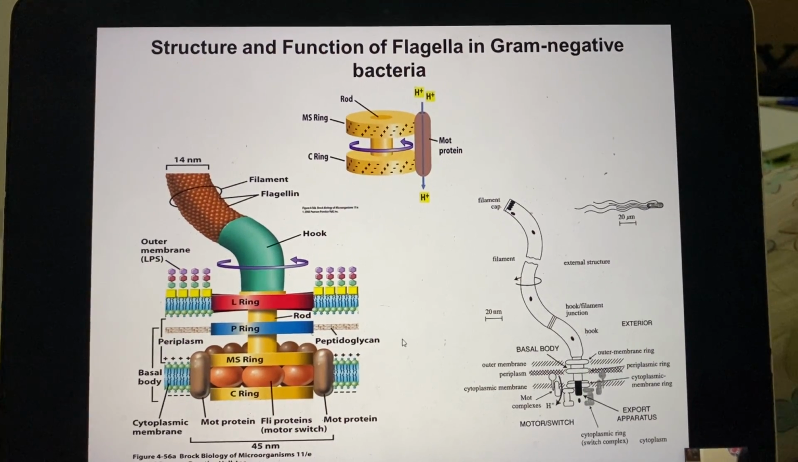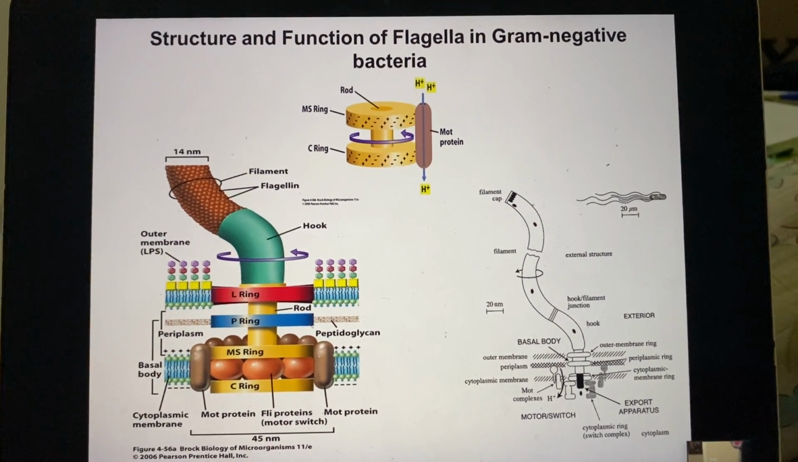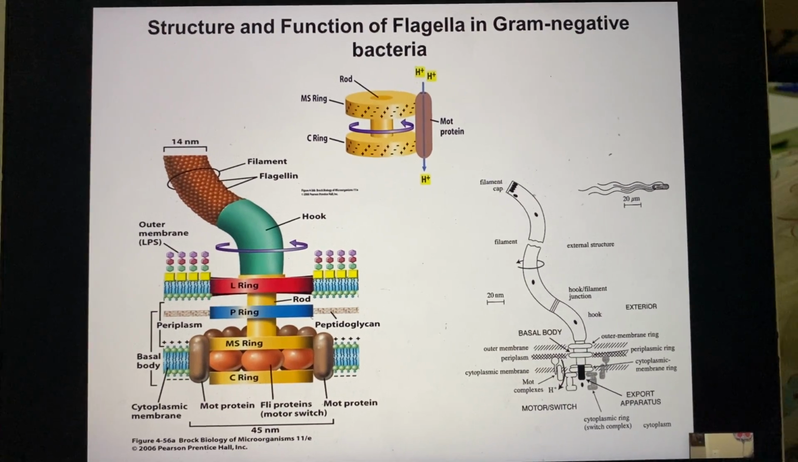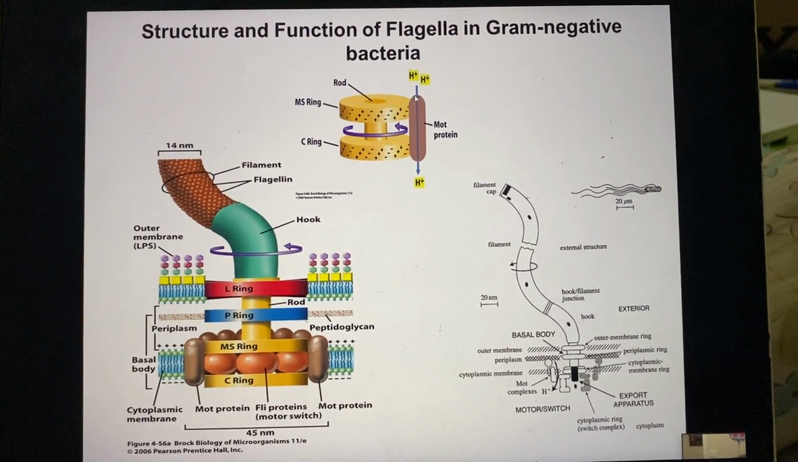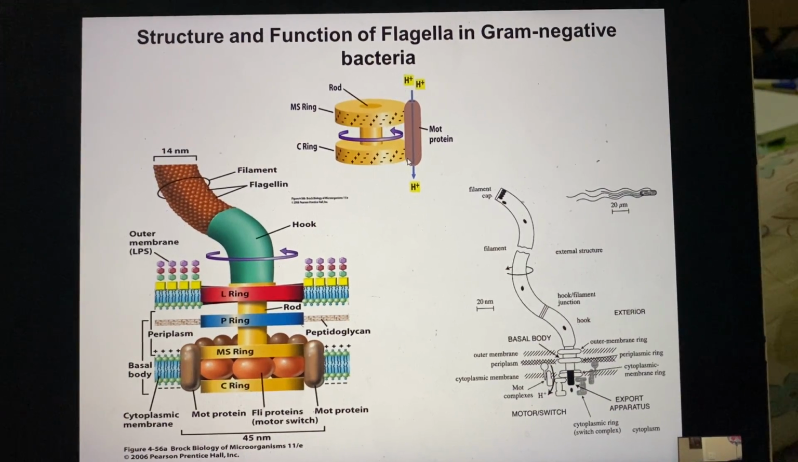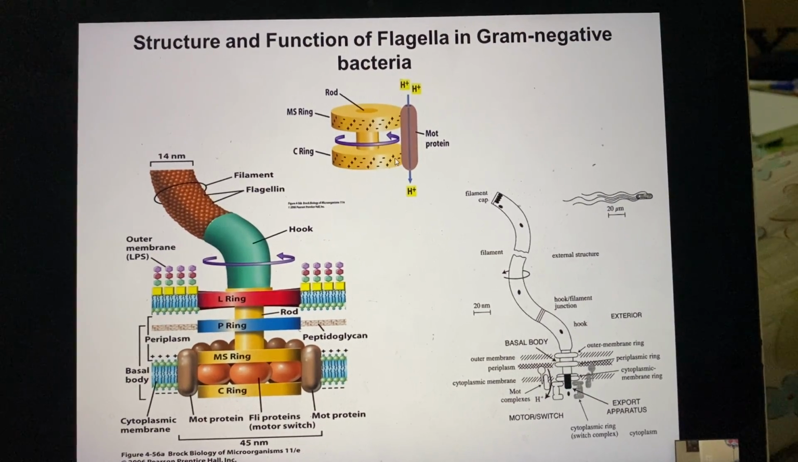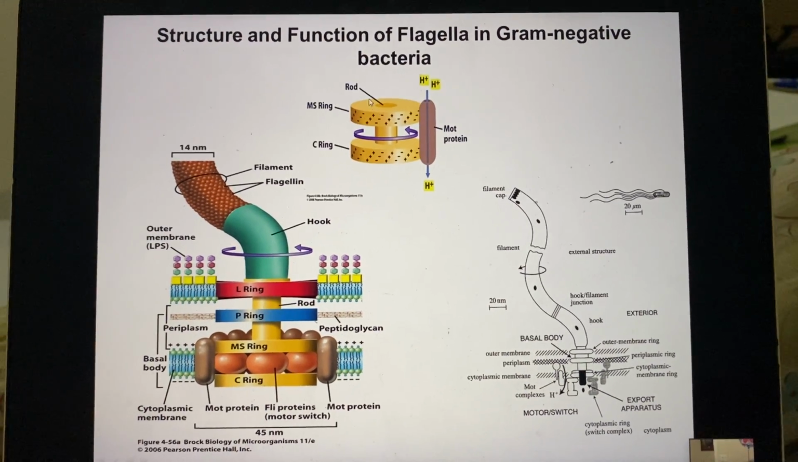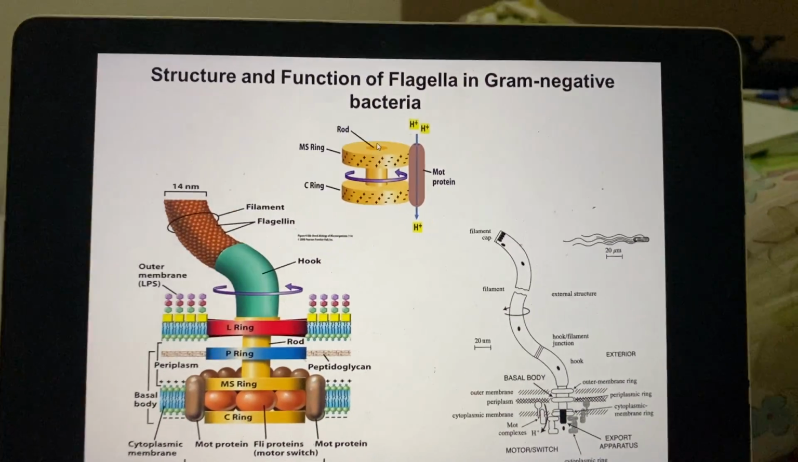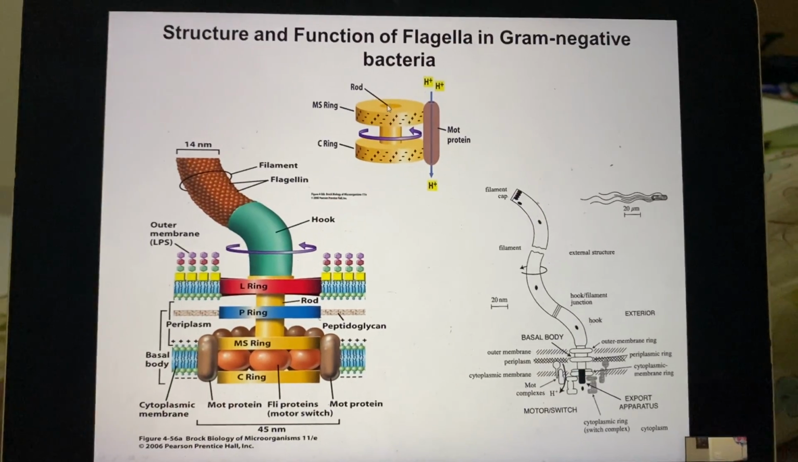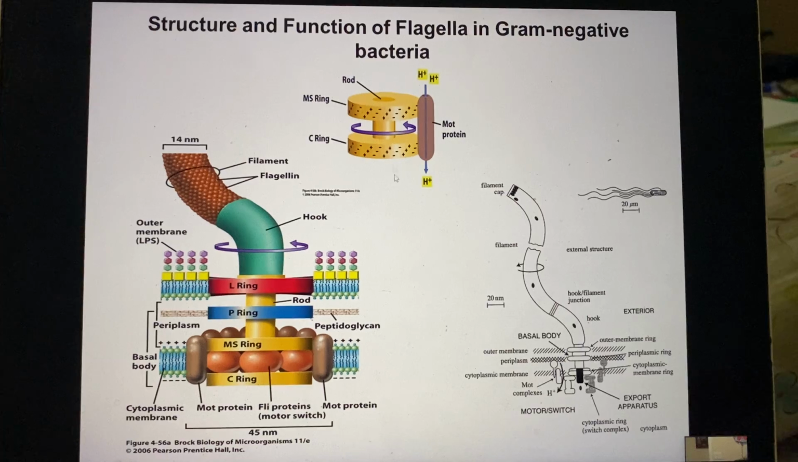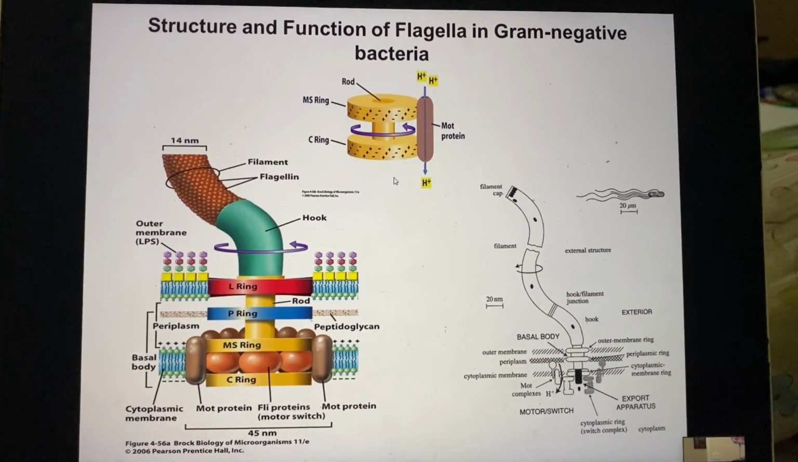So the different proteins that are important in the movement of the cell are the C ring proteins, the MS ring proteins, and the Mot proteins. These are the ones that allow the rotation of the basal body, and the basal body is eventually connected to the hook, and the filament will allow the rotation of your bacteria, of the flagellum.